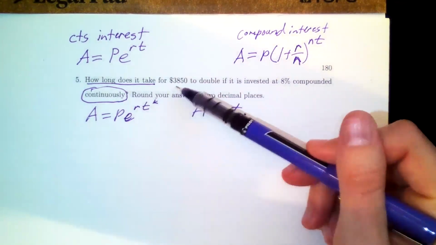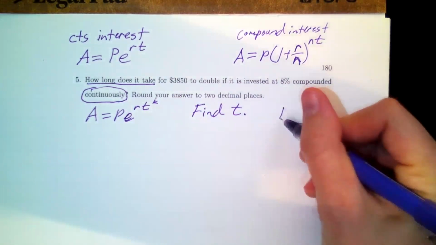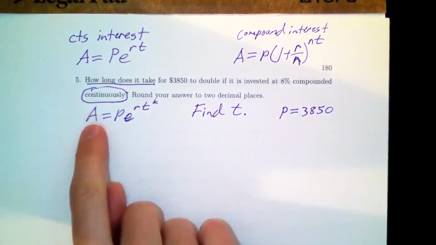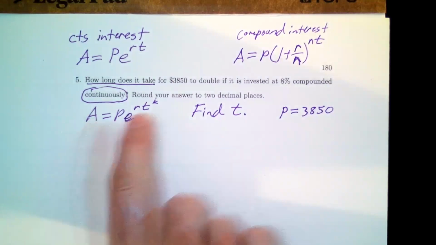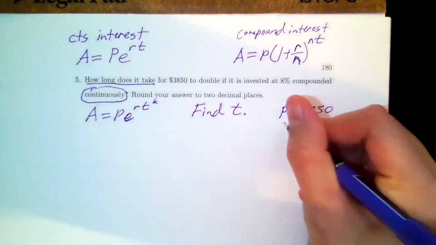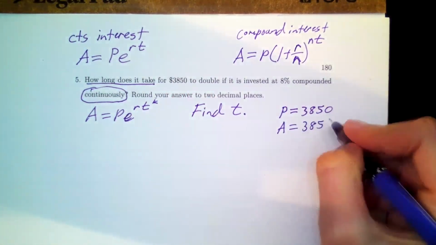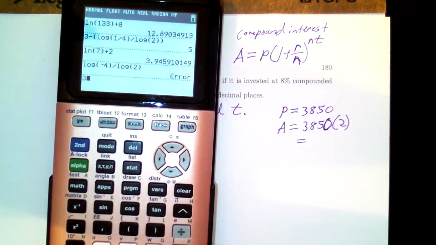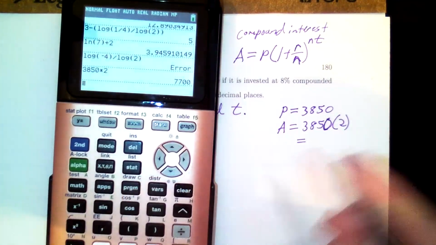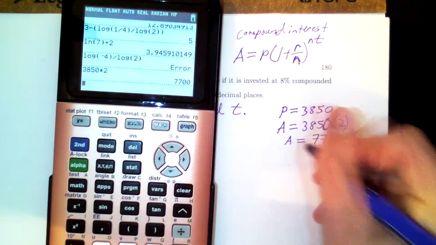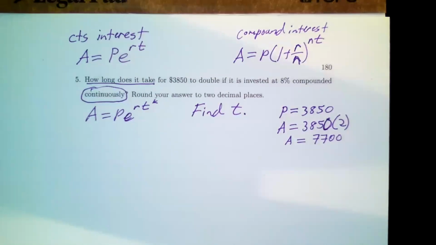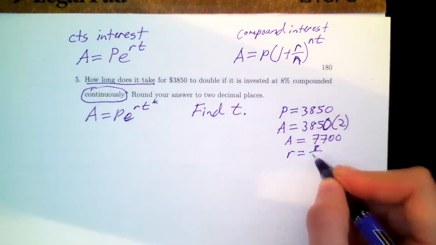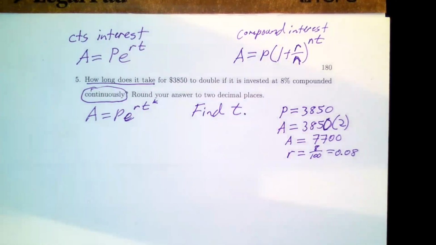It says, how long does it take 3,850 to double? So 3,850 is the amount that I'm starting with. That's the principal, how much they're going to invest originally. And what would be my future value? It says I want 3,850 to double. So my future value A has to be twice as much as my principal. We just multiply by 2. They want the future value to be 3,850 times 2, which is 7,700. And my interest rate r is 8%, but make sure you convert that to a decimal by dividing by 100. You get 0.08. These are the three values I know.